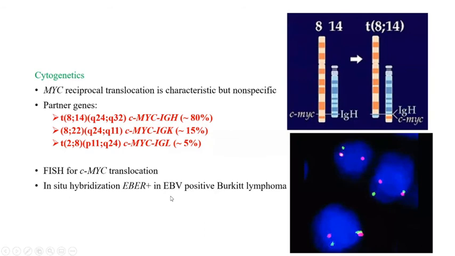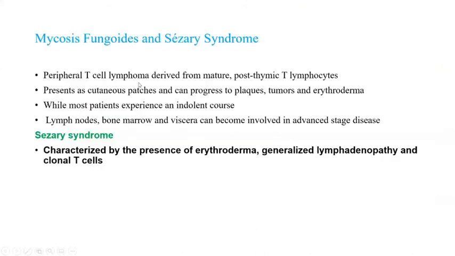So these were all about the non-Hodgkin lymphoma and Hodgkin lymphoma. I will not discuss T-cell lymphoma in detail because it's beyond your scope. You should just know, I will go through one T-cell lymphoma, which is mycosis fungoides. The syndrome associated with mycosis fungoides is known as Sézary syndrome. It arises from peripheral T-cell.